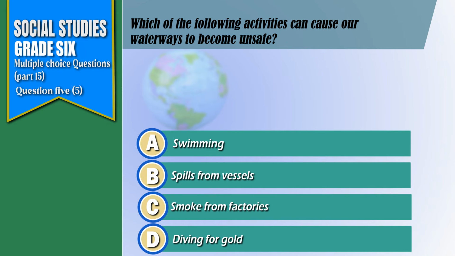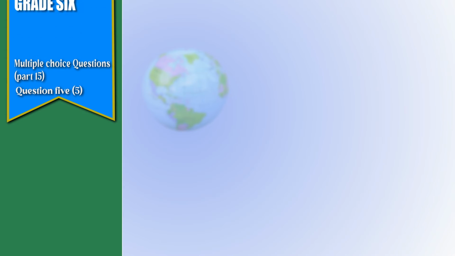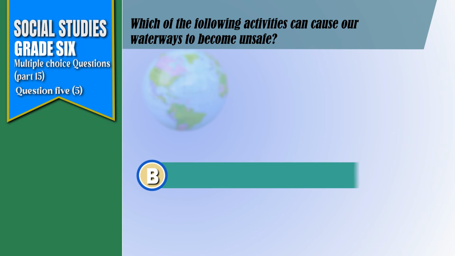Which of the following activities can cause our waterways to become unsafe? B, spills from vessels. Of course, that spill refers to oil. And so for vessels that use our waterways, if there is an oil spill, of course we know it will make our waterways unsafe.